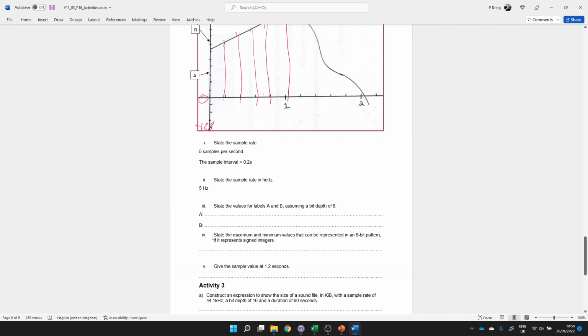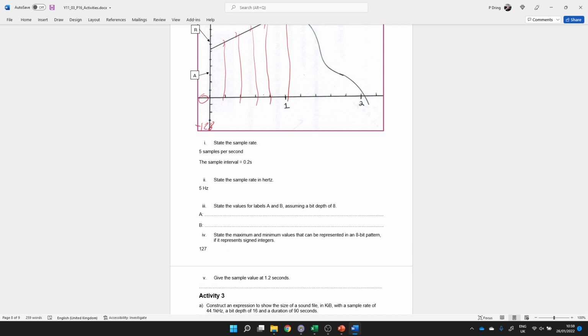But we can do this one: state the maximum and minimum values. Some of you got this wrong at the end of the last one, so zone in if you've switched off so far. This is in 2's complement. The maximum value that we can have is going to be 127. The minimum value is going to be minus 128 because it's in 2's complement.